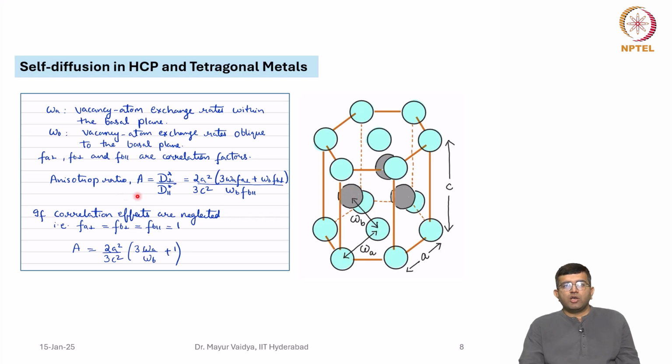Okay. So, the anisotropy ratio, if you calculate D star perpendicular by D star parallel, then using the relation mentioned in the previous slide, you can write it as 2 a by 3 a square by c square, 3 omega A FA perpendicular plus omega B FB perpendicular, by omega B FB parallel. If you neglect the correlation effects, that means the ratio is equal to 2 by 3 a square by c square, 3 omega A by omega B plus 1.